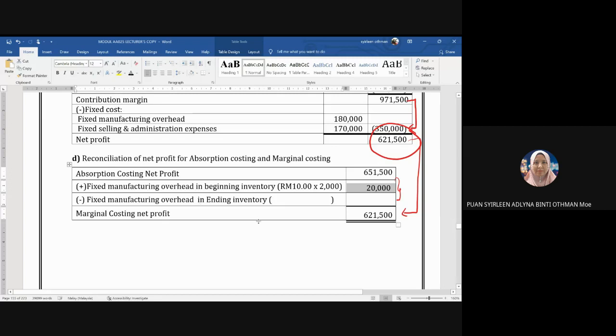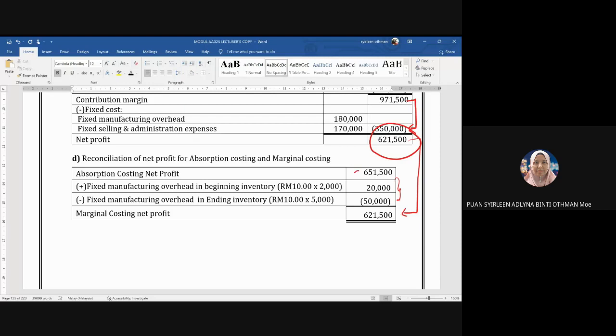20,000. So 651,500 plus 20,000 minus RM10 multiply by 5,000. This is your ending inventory unit. Okay, yang ini you dapat nilai dia 50,000. So kalau you tengok 651,500 plus 20,000 minus 50,000 mesti dapat balik figure dekat bawah. So kalau you tak dapat, that means your reconciliation ataupun untung you di absorption itu salah. Ataupun mana-mana figure yang you tambah dekat bawah lah.